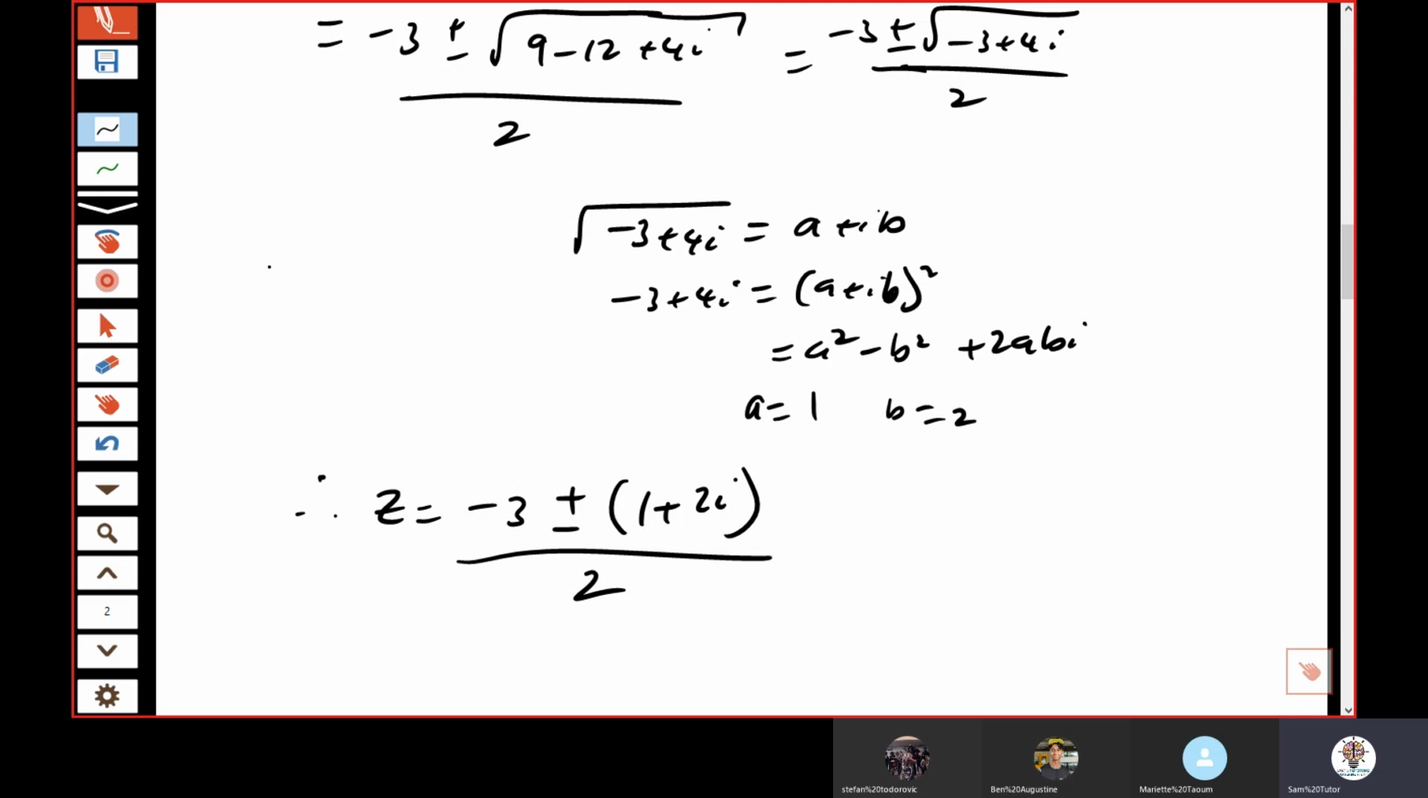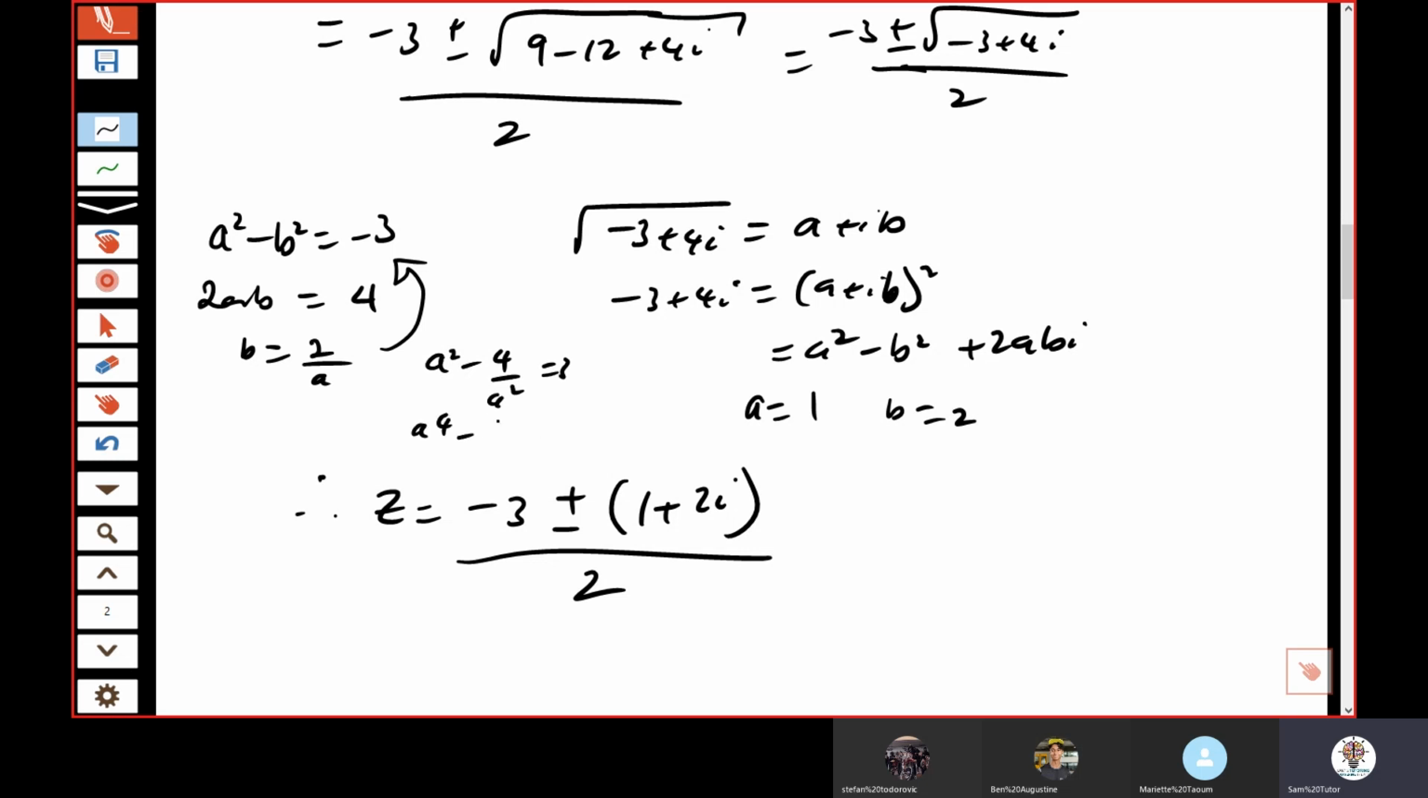What I'm saying, Mariette, is you've written this. A squared minus B squared negative 3. 2AB equals 4. B equals 2 on A. You subbed it in. You worked out that it became 4 on A squared. Sorry. A squared minus 4 on A squared equals 3. Then you work out this. A4 take away 4 equals 3A squared, and then you're changing the A4.